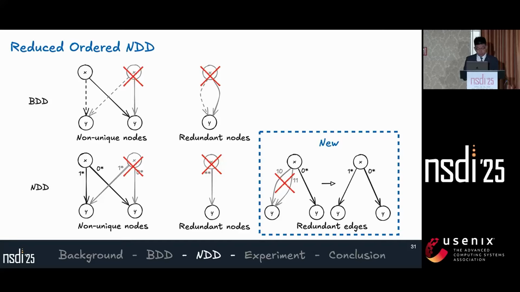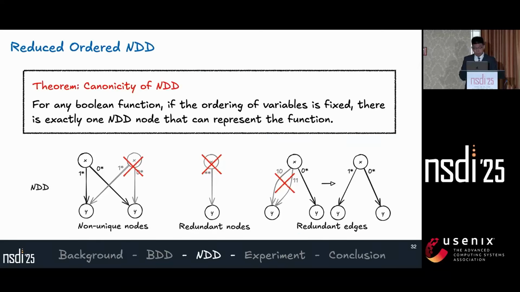And in addition to these two reduction rules, we have a third rule that is unique to NDD. That is, if two edges of the same NDD node point to the same descendant, we will merge these two edges into a single one, and the BDD label on the new edge is a disjunction of the two BDD labels on the old edges. In our paper, we prove that by applying these three reduction rules, the NDD satisfies the property of canonicity. That means for any Boolean function, if the ordering of the variables is fixed, there is exactly one NDD node that can represent the function.